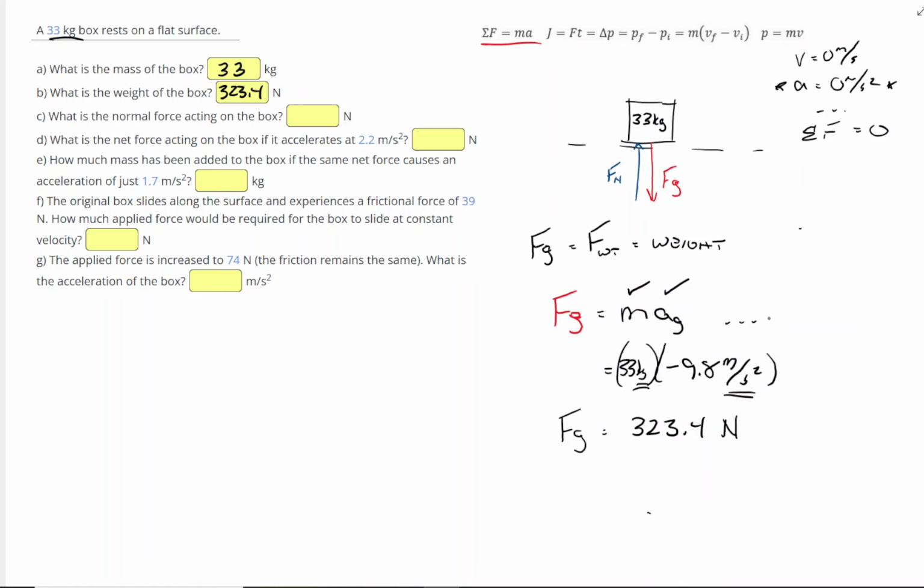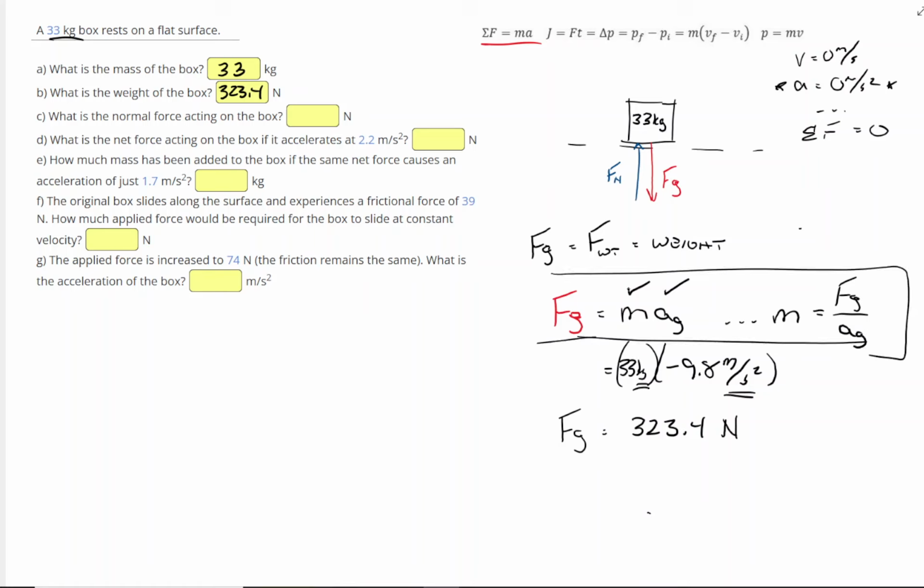So the mass is always going to be equal to the force of gravity divided by the acceleration due to gravity. These are important things to know that are going to be true for every dynamics problem. If they give you the mass, you can find the weight, Fg. If they give you the weight, Fg, you can divide by 9.8 to get the mass. So in this case, they gave you the mass, we find Fg.